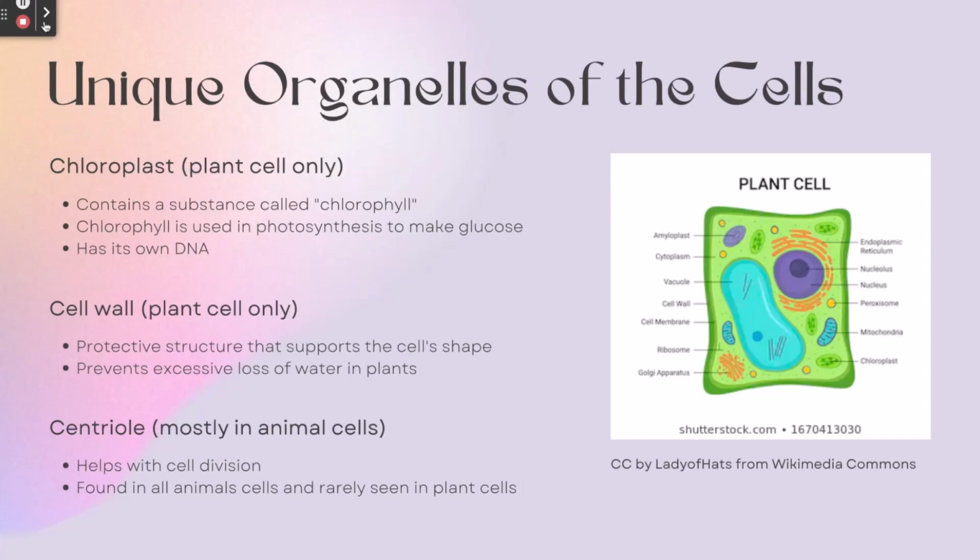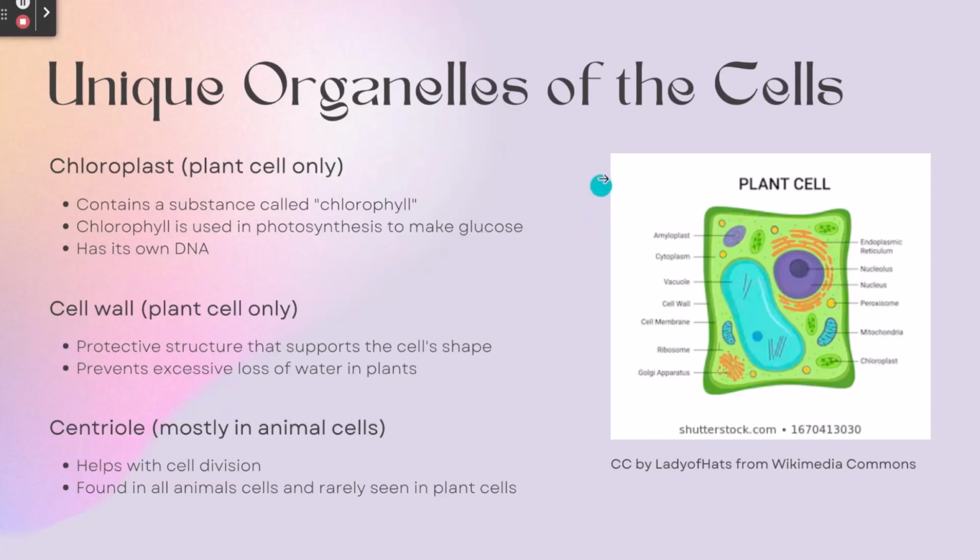The next term we have here is the cell wall, which is also only seen in plant cells. It is a protective structure that supports the cell's shape, and it prevents excessive loss of water in plants. So since the cell wall is only seen in plant cells, animal cells have that plasma membrane. Our last term here is the centriole, which is mostly seen in animal cells. It helps with cell division, and I say mostly because it is seen in all animal cells, but it is rarely seen in plant cells.